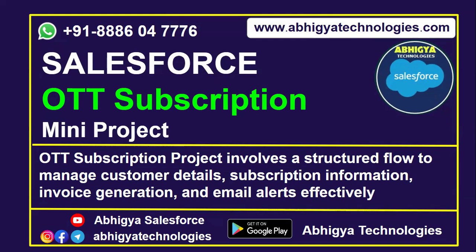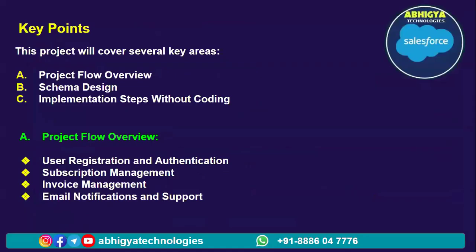Today in this video, we are going to discuss a mini project. We are focusing on OTT subscription management. So how we are going to develop this project, we can discuss step by step. In this project, mainly we have to cover several key points: the project flow overview, the schema designing, and implementation steps without writing a single line of code. That is the main aim of this mini project. So we are not writing any single line of code. We are developing this project. So how we are going to implement it without writing any coding.